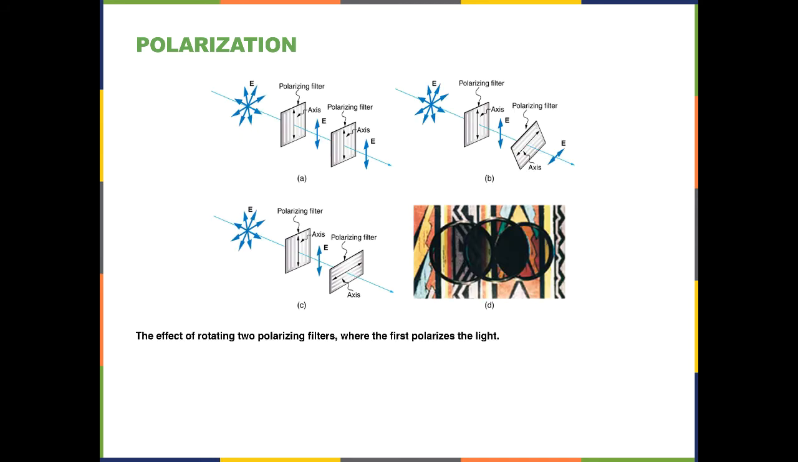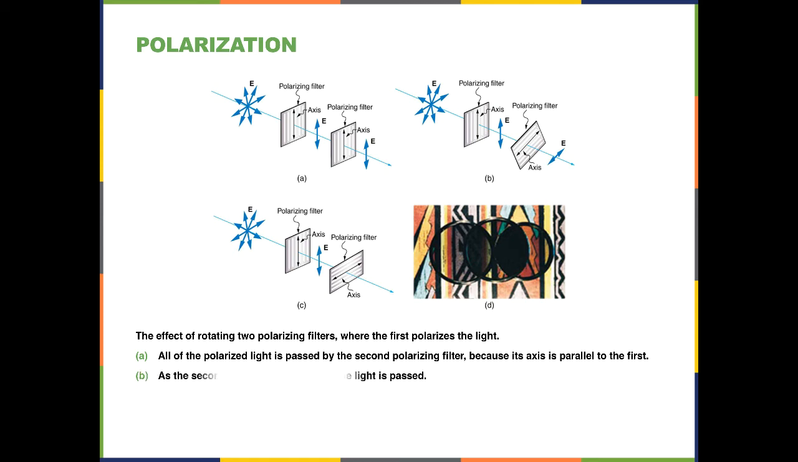If you have two filters, you can rotate these filters in such a way that it has different effects on the light. And you can see in A, all the polarized light passes through the second polarizing filter, since its axis is parallel to the first. It passes right through and you have polarized light in one direction. However, as in B, if you begin to rotate the second filter, you begin to decrease the intensity, and only part of the light can pass through. And then once they're perpendicular, no light can pass through and it shuts off.